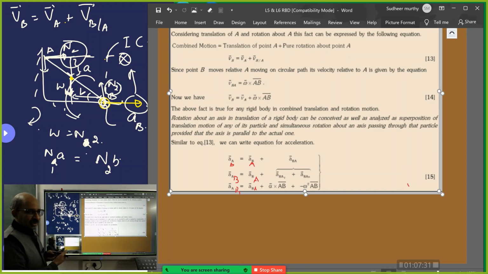Why minus? Because it is directed towards the center. Got it, all of you? Yes, sir.